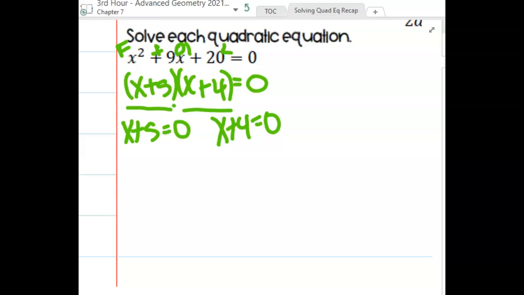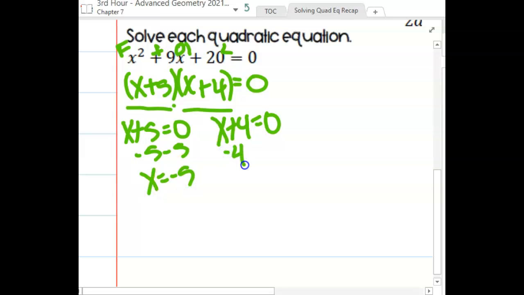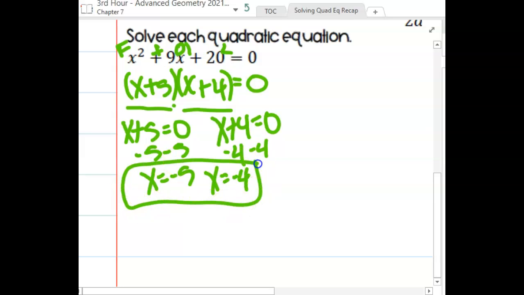So you set each factor equal to 0, and you solve. Subtract 5, you get x equals negative 5. Subtract 4, x would equal negative 4. So to solve by factoring, set it equal to 0, factor, set each factor equal to 0.